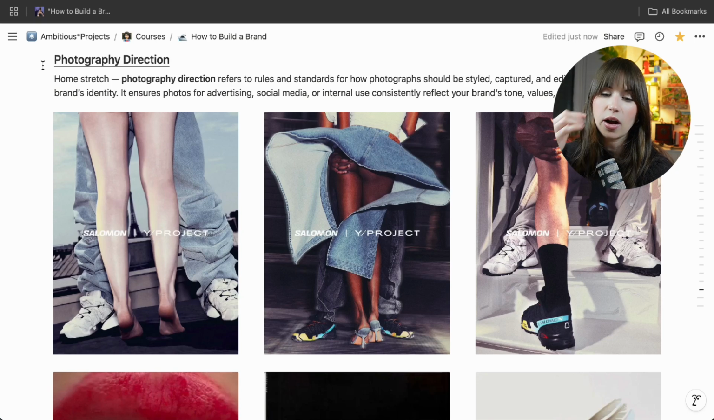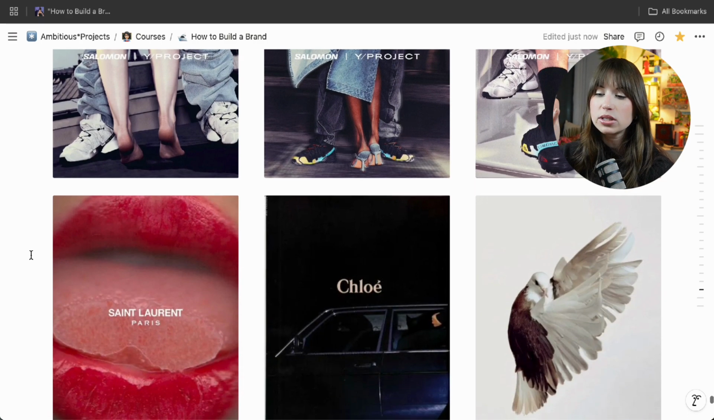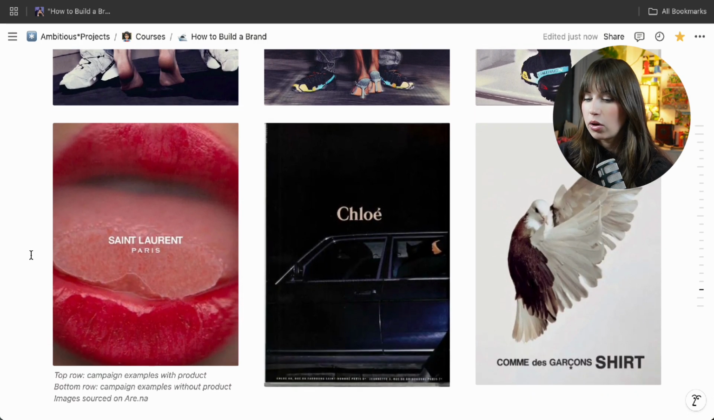This first row here of Salomon Y Project, this is a campaign collaboration where we see the product in each shot, but then when we go to the second row, we don't see any product in the Saint Laurent, Chloe, and Comme des Garçons advertisements. These are selling the brand's vibe, the vision, the world of the brand, whereas the first, the Y Project Salomon collaboration, that campaign was selling a particular product in 2 colorways.